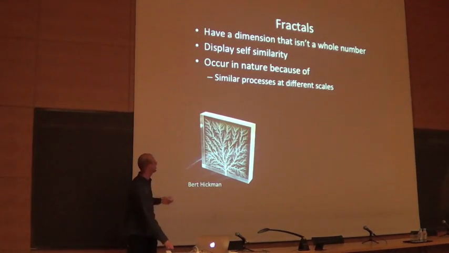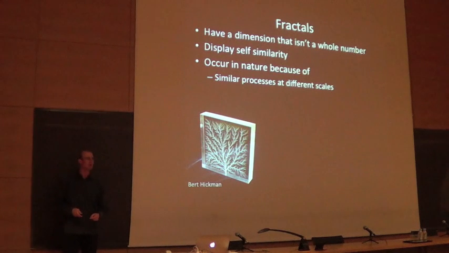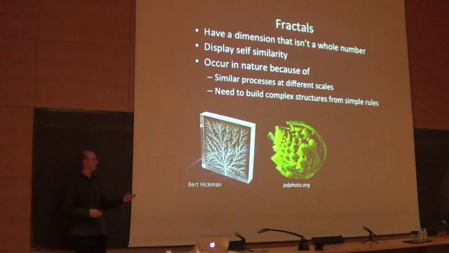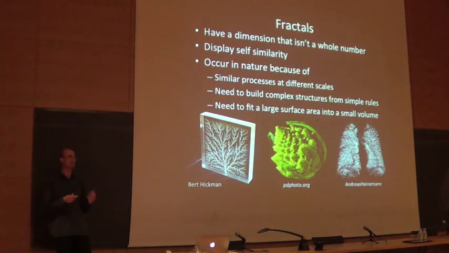So, why do these occur in nature? Because we have similar processes occurring at multiple scales, like, for example, in the Lichtenberg figure and also in river networks, because you need to create a complex organism with a simple set of rules coded into the DNA, and another example, because you need to fit a large surface area into a small volume.